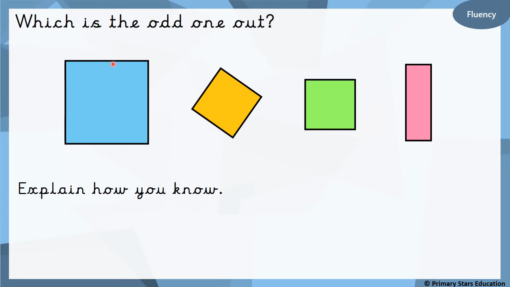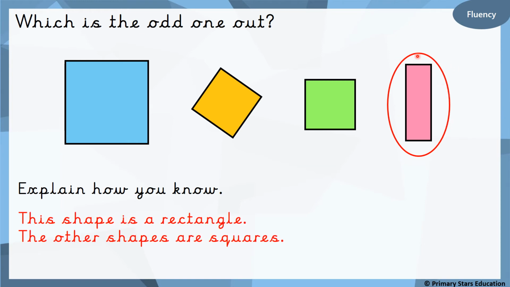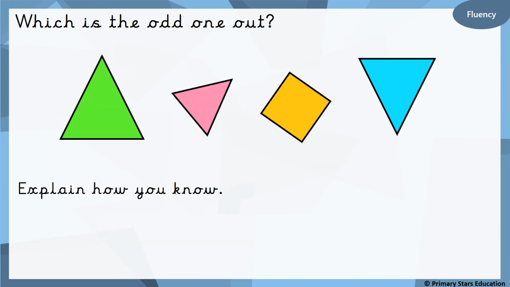Have a look at the shapes that I've got in front of me. Which one is the odd one out? And how do you know? Pause the video now. Okay, the pink rectangle is the odd shape out because the shape is a rectangle and the other shapes are squares. They are all 4-sided shapes, however the squares all have equal sides. They are all the same length.